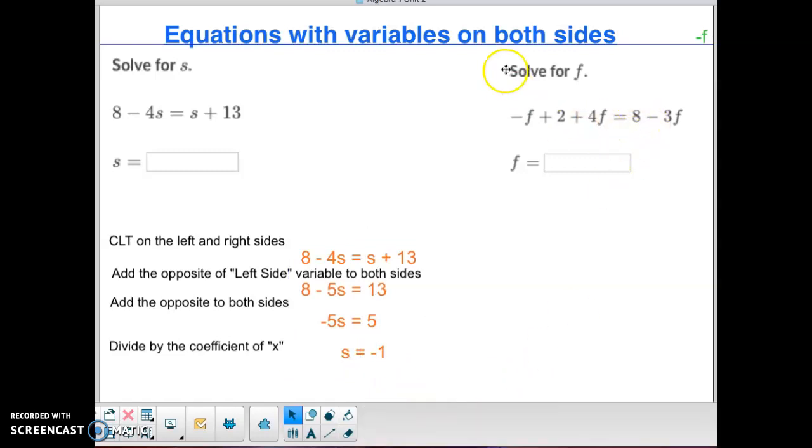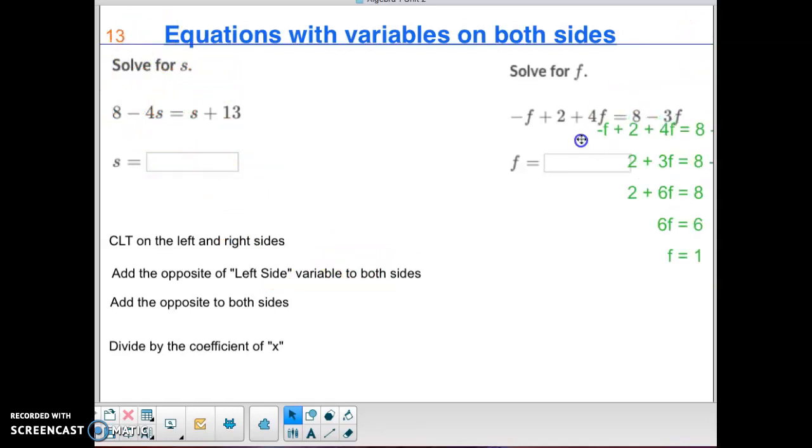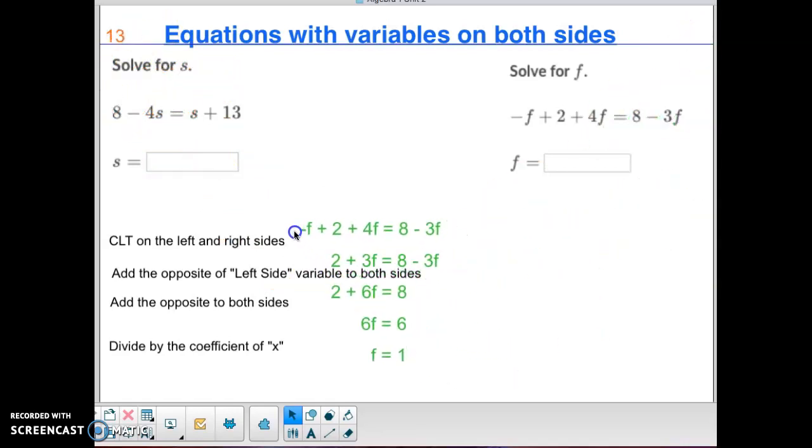Okay, next one. Now we've got this one right here. I'm just going to slide this one out of the way so we don't get confused, and bring the next one in. On this one, you can see combine like terms on the left and the right side. On the left side, I have some like terms I could combine. I don't on the right, but I do on the left. So let's do that first.